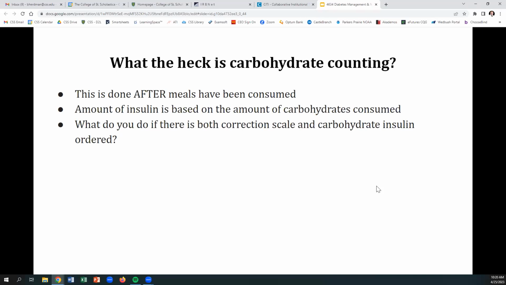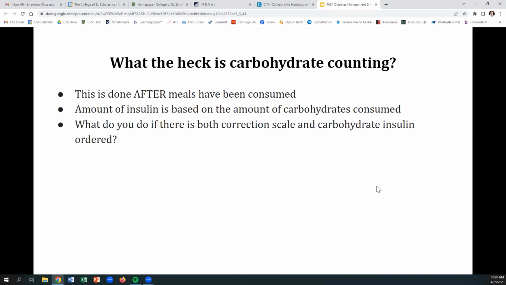Then the question can be asked, what do you do if there's both correction scale and carbohydrate insulin ordered? Think about that for a second. If they have pre-prandial insulin, sliding scale, and they've got post-prandial insulin, carb coverage, what do you do if they have both?